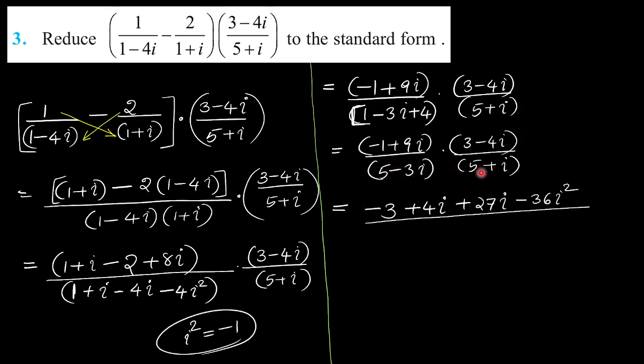5 minus 3i into 5 plus i. I'm going to open the denominator. 5 into 5, 25. And 5 into i, 5i. Minus 3i into 5, minus 15i. Minus 3i into i, minus 3i square.